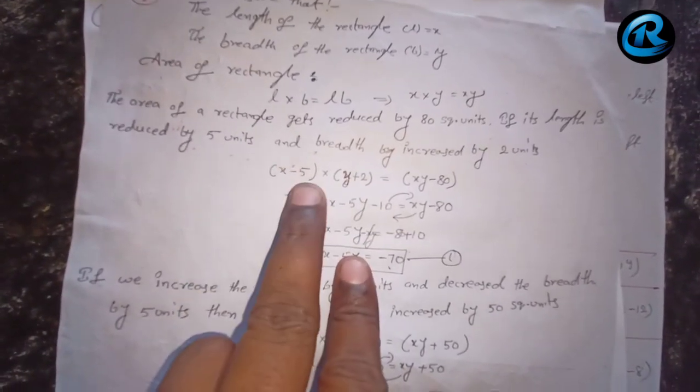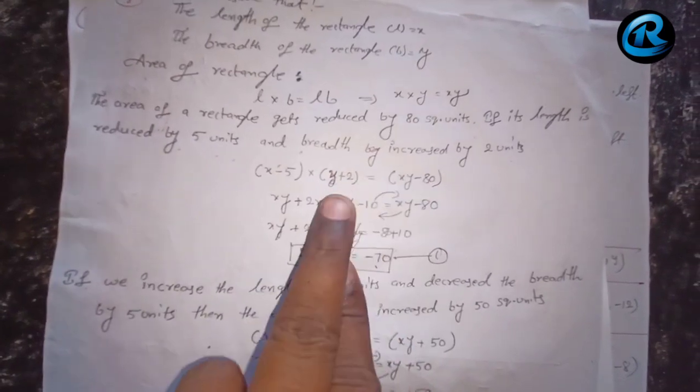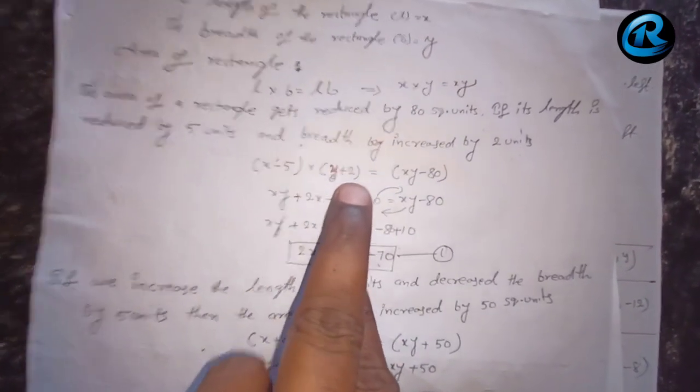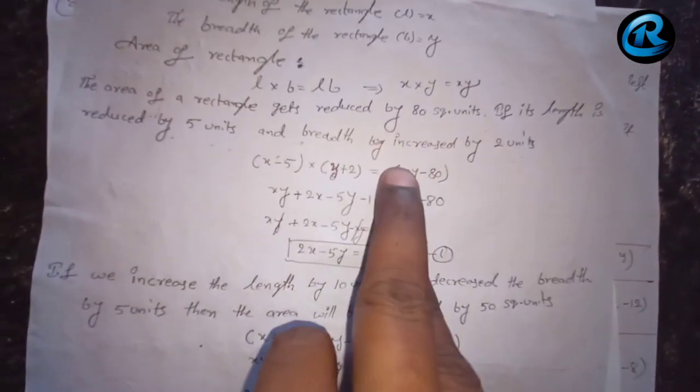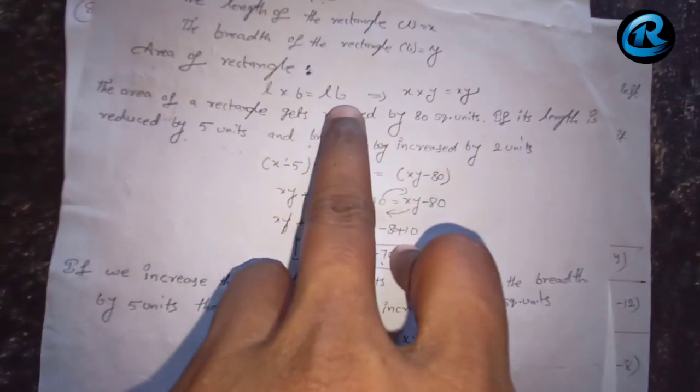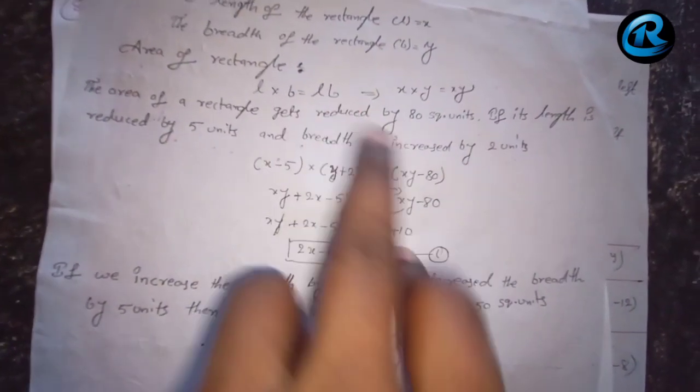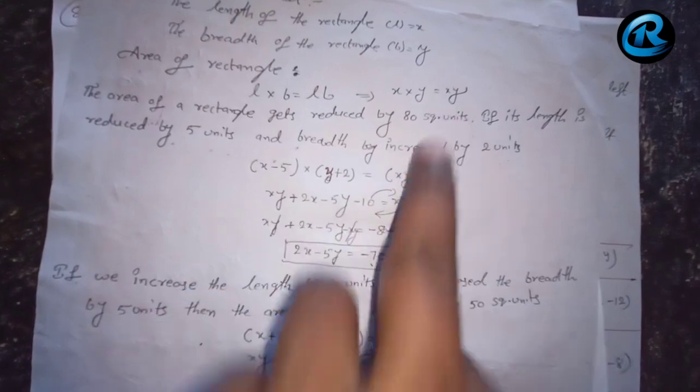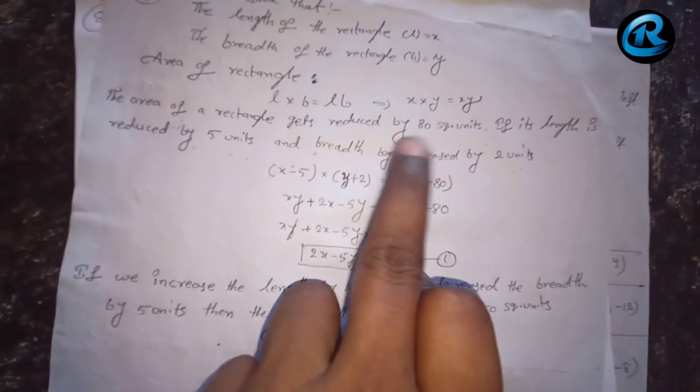So how many units reduced? 5. How many units increased? 2. So (x minus 5) into (y plus 2) equals the area. xy is the area. L into B is the area. LB is the area, nothing but here xy is the area. The area is reduced by 80 square units.